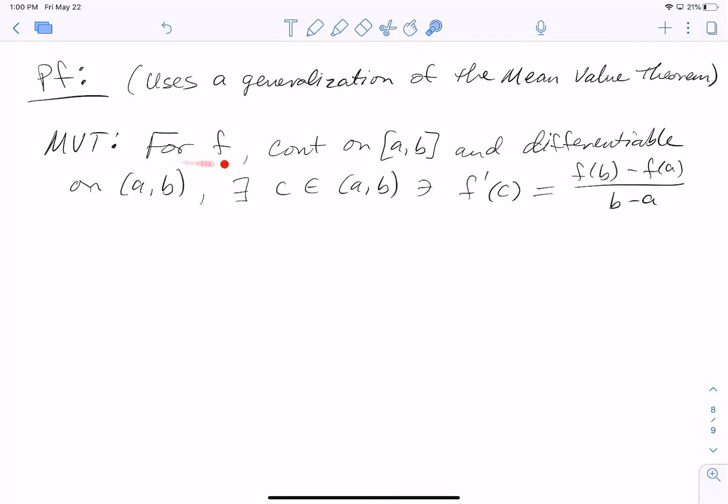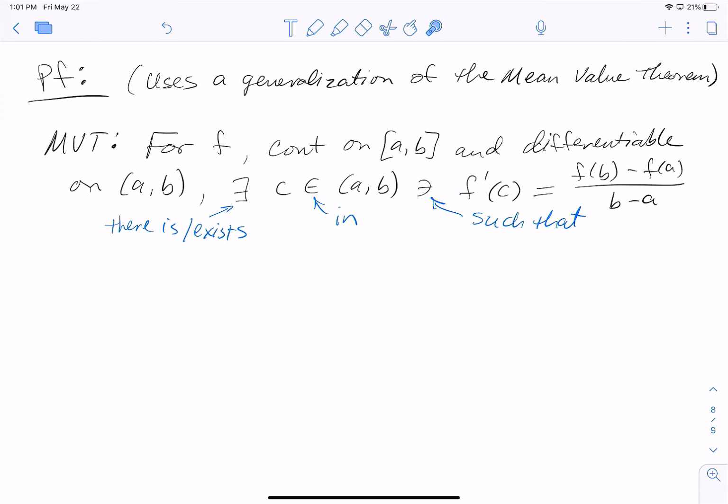says. For f, a continuous function on the closed interval from a to b and differentiable on the open interval from a to b, there exists a c in between a and b such that f prime of c is equal to f of b minus f of a over b minus a, which is the average rate of change. And just to remind you of the mathematical shorthand, backwards uppercase E is there exists, the forward-facing curly-looking E is in, and the backwards-looking curly E is such that.